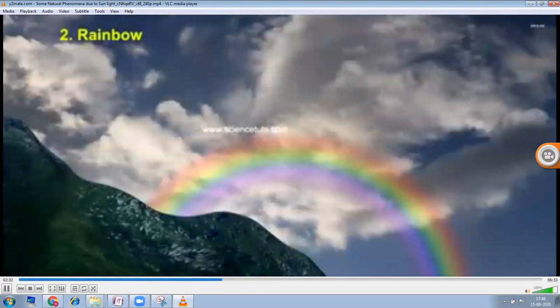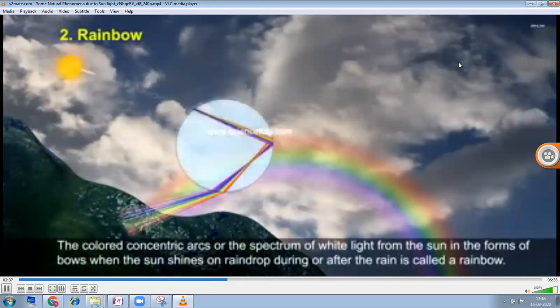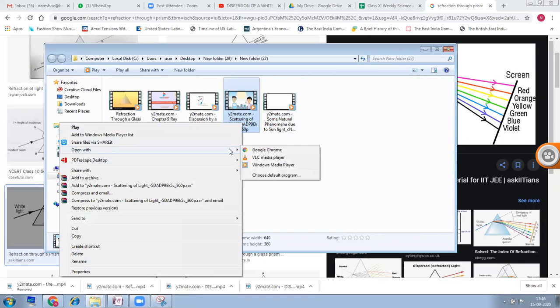2. Rainbow. The colored concentric arcs, the spectrum of white light, are called a rainbow. So, some more applications. If there is anything a little more elaborative in the video, we'll see here.